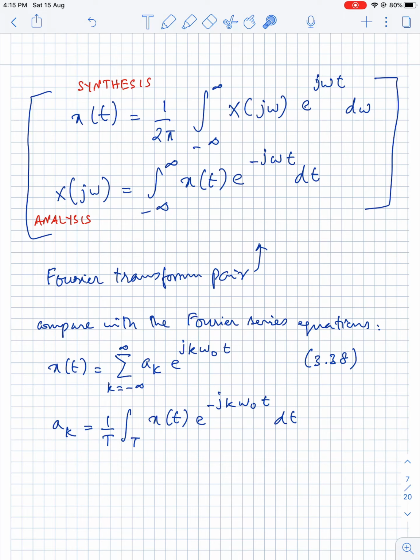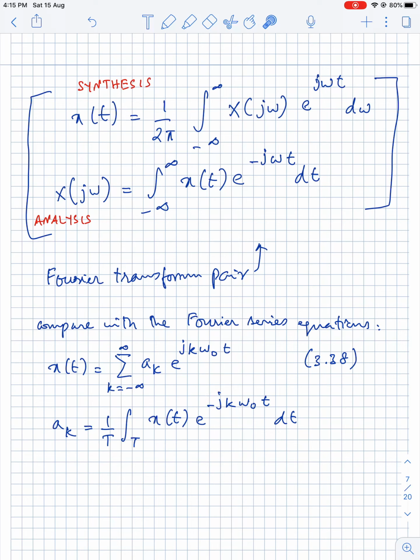And the analysis equation, which was giving you the Fourier series coefficients. If you take x of t and then e raised to minus j k omega naught t, and relate it to the inner product I mentioned earlier, this is nothing but taking the inner product of x of t and e raised to j k omega naught t. When you take the complex conjugate, that is why the sign becomes minus j.